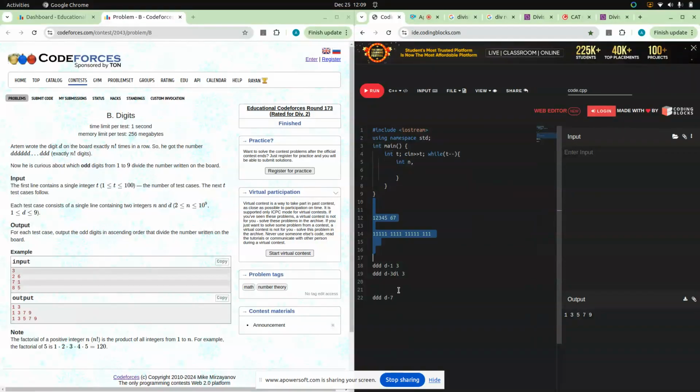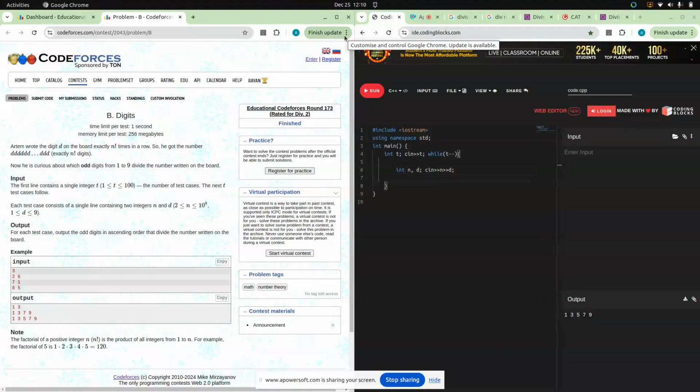This is kind of a spoiler, but anyway. In the question, they have mentioned two numbers are given, n and d. So let's take them as input, n and d. You can read the question by yourself if you want. I'm just going to tell you in brief that what they want is that you write this digit d n factorial times.